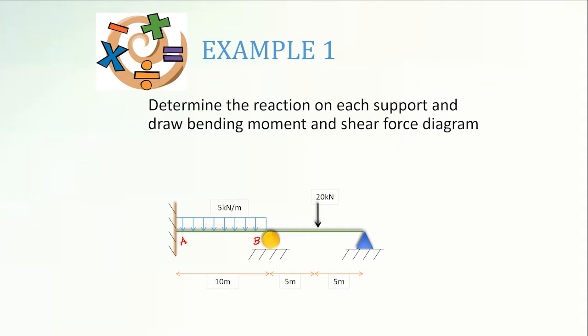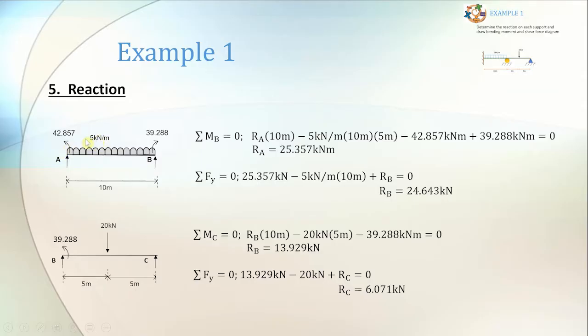No need to draw the support. Just write down RA and you have RB here. Okay, RB1, because for beam BC later there will be RB2 and RC here. Because we want to find all the reactions. Just draw 5 kN per meter, only 1 UDL, and A to B is 10 meter beam length.